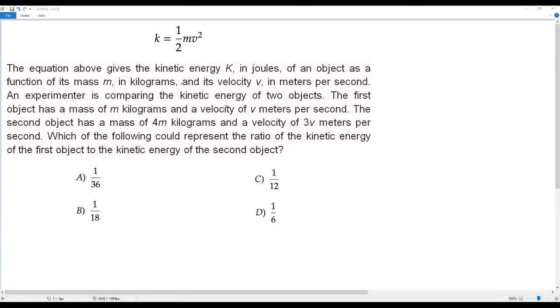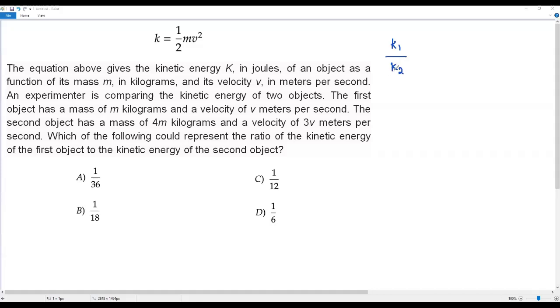And the experimenter is comparing the kinetic energy of two objects. The first object has a mass of m kilograms and a velocity of v meters per second. The second object has a mass of 4m kilograms and a velocity of 3v meters per second. Which of the following could represent the ratio of the kinetic energy of the first object to the kinetic energy of the second object?